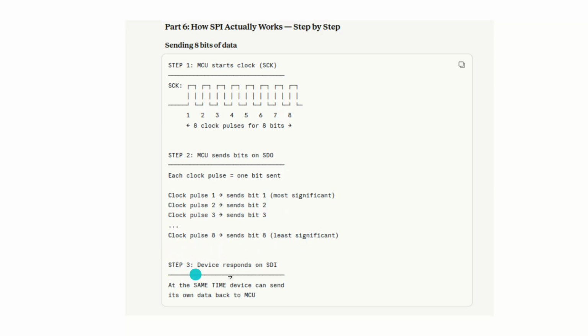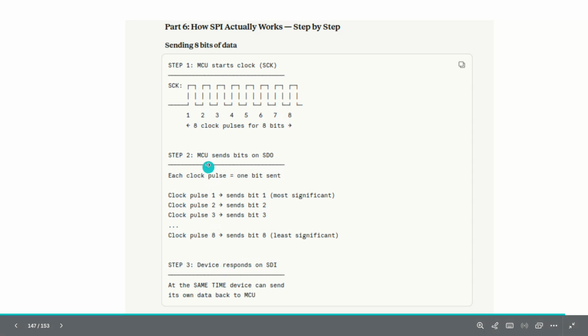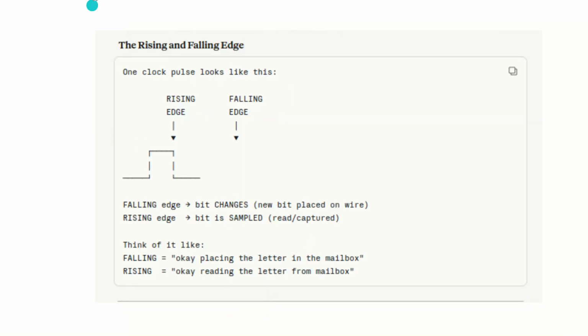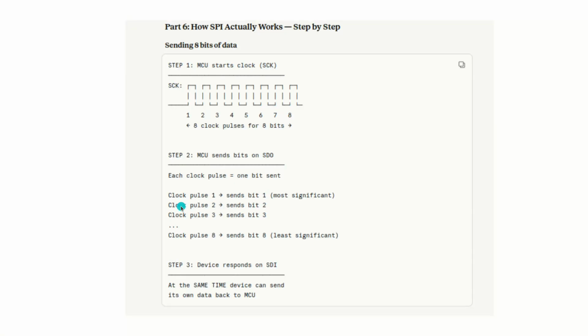And step 3 is that the device is responding to this. On what would this device respond? On this SDI. That is, at the same time, the device can send its own data back to the MCU also. The device can respond to this data using the serial data in. Okay, so this you have to understand.